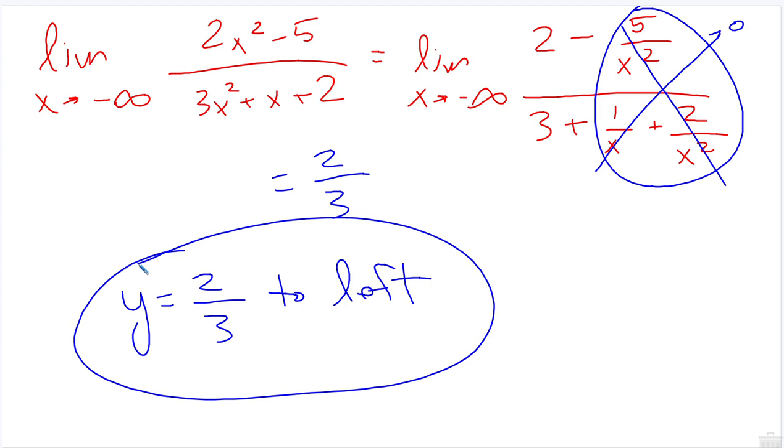So if it's a rational function, they're going to be the same. If it's not a rational function, well, then who knows? We'll have to figure that out as we go. So for this one, we got y equals 2/3 to the right and y equals 2/3 to the left. It's y equals 2/3 in both directions.